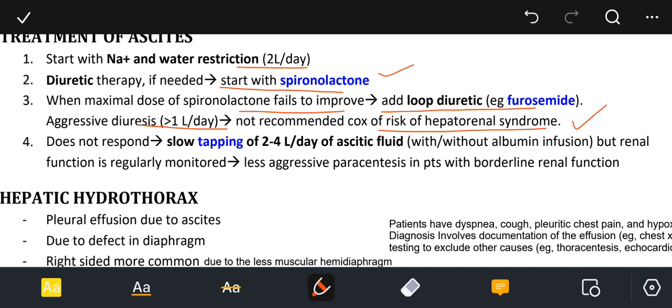If the patient does not respond to our treatment, where we are doing sodium and water restriction, giving diuretic therapy with spironolactone, and giving loop diuretics, then we do slow tapping of 2 to 4 liters per day of ascitic fluid with or without albumin infusion, but renal function is regularly monitored. Less aggressive paracentesis is done in patients with borderline renal function, because if there is decreased blood flow towards the kidneys, hepatorenal syndrome will develop in these patients.